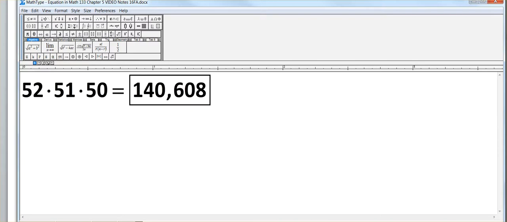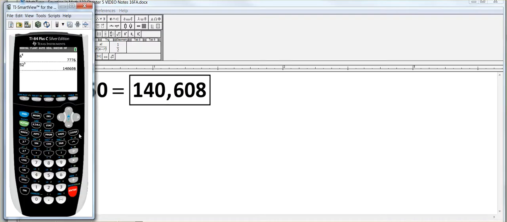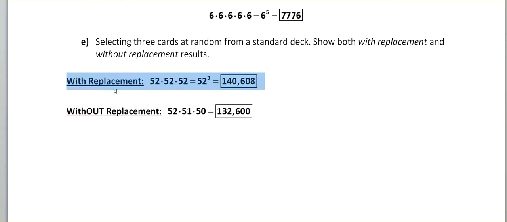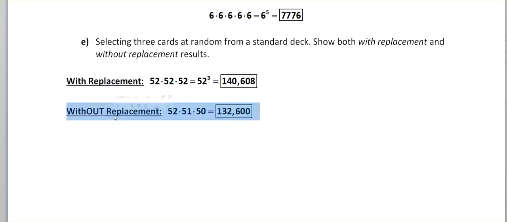So 52 options for the first card you're dealt. Now there's only 51 cards left in the deck, so when they deal you again, there's only 51 options, and when they deal you again, there's 50 options. So I'm going to grab a calculator. 52 times 51 times 50, which is 132,600. It's interesting to note that when you do this without replacement, there's actually fewer outcomes possible than with replacement. So without replacement lowers how many outcomes are possible because you're restricting yourself. With each card you deal, there's less there.